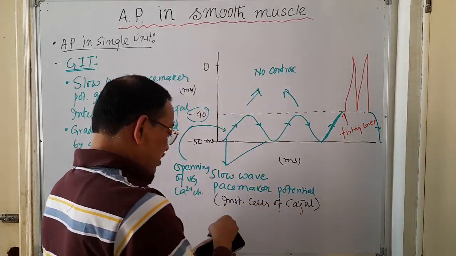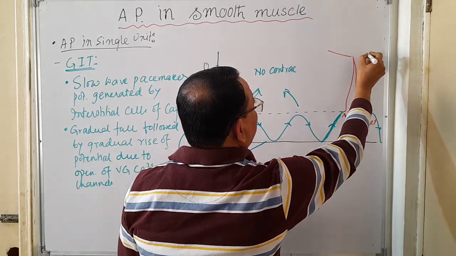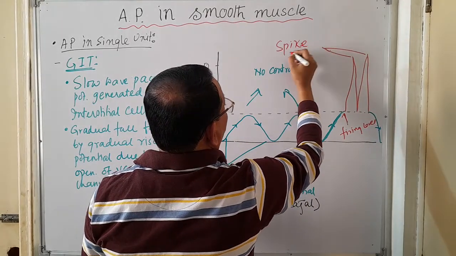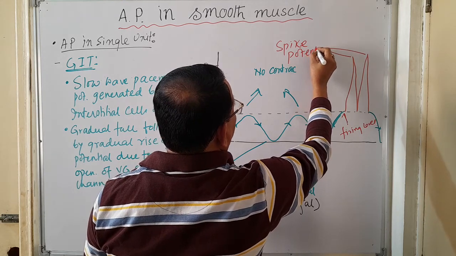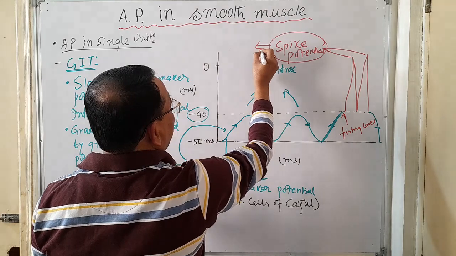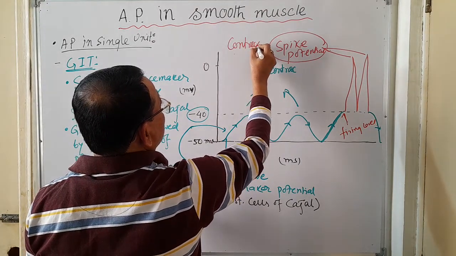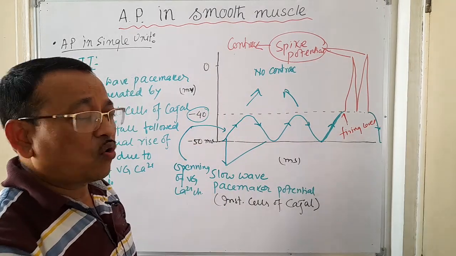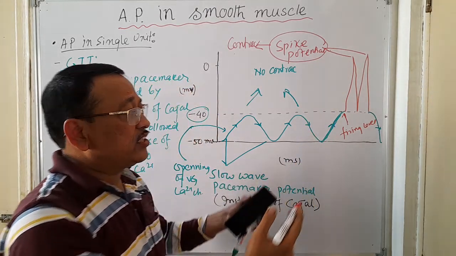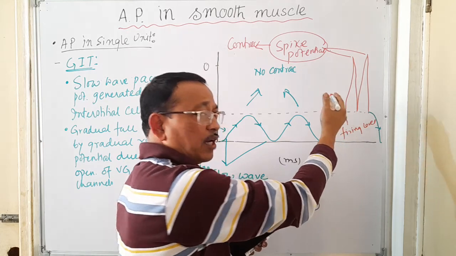So this one is known as the spike potential or action potential. And this spike potential or action potential results in the contractions of the muscles or contractions of the GIT. So contractions of the GIT is due to the spike potential that is generated automatically by the slow wave pacemaker potential.